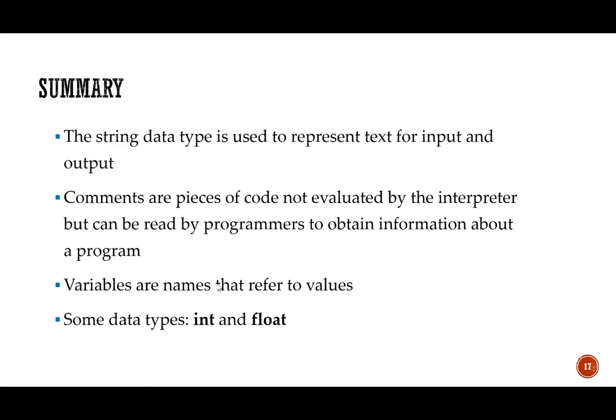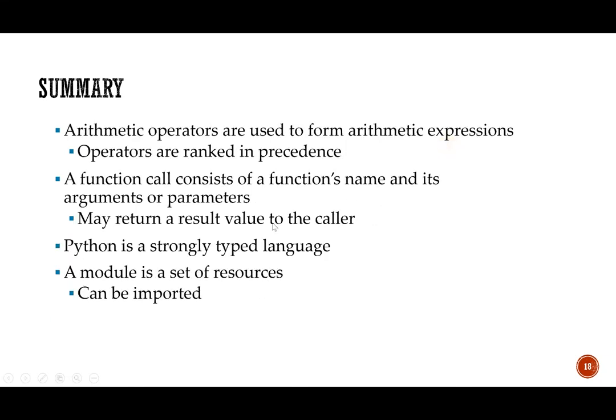We also discussed variables. Variables are names that refer to values. So I define different variables because then I just call the variable and I have access to its value. And the value can get updated over time, for example. We also discussed some data types, integer and float. We discussed arithmetic operators to form arithmetic expressions, and operators are ranked in precedence, and we briefly discussed the precedence rules.